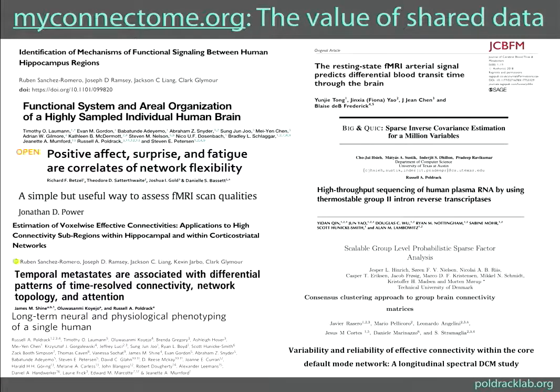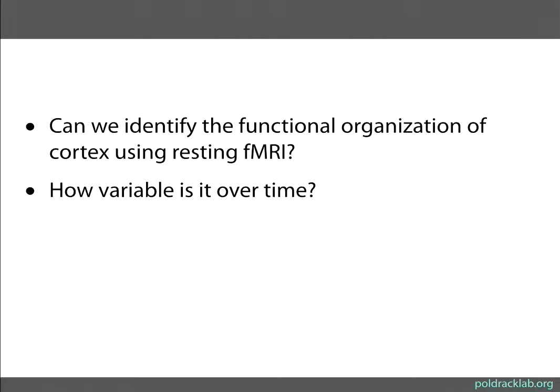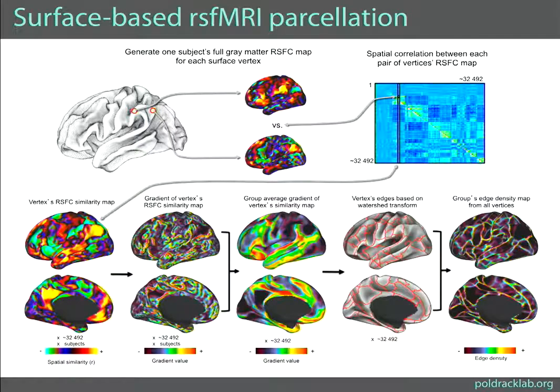There's one other data set that's sort of similar that I'll mention. So the first question we ask is, can we identify the functional organization of the cortex using resting fMRI, and how stable or how variable is it? One of the things we do is use a technique developed by Steve Petersen's group at WashU, where we basically do a parcellation of the surface of the cortex.